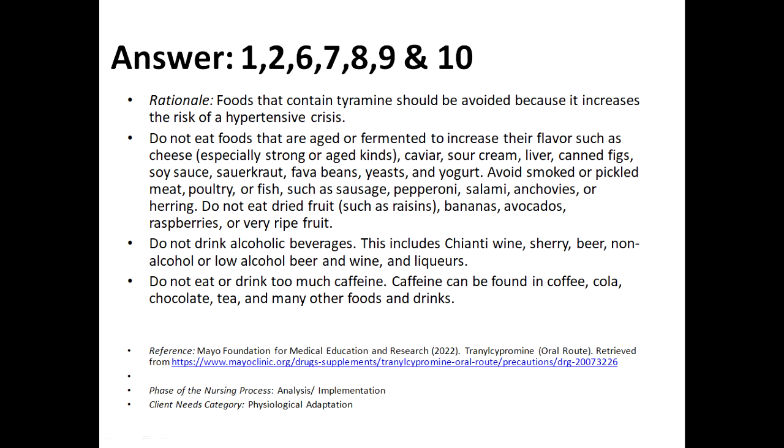Avoid smoked or pickled meat, poultry, or fish, such as sausage, pepperoni, salami, anchovies, or herring. Do not eat dried fruit, such as raisins, bananas, avocados, raspberries, or very ripe fruit. Do not drink alcoholic beverages. This includes Chianti wine, sherry, beer, non-alcohol or low-alcohol beer and wine, and liqueurs.